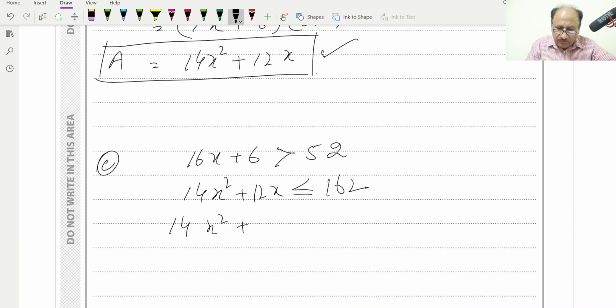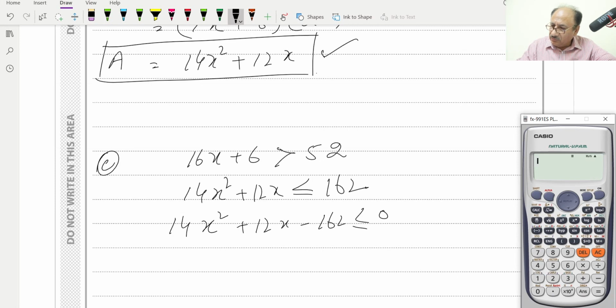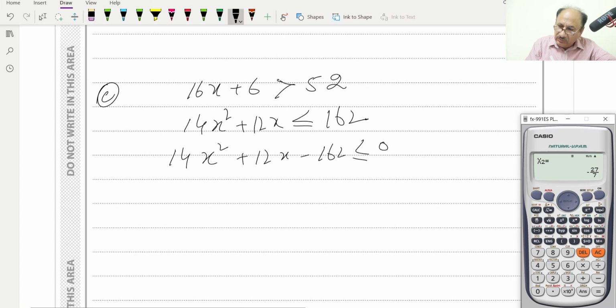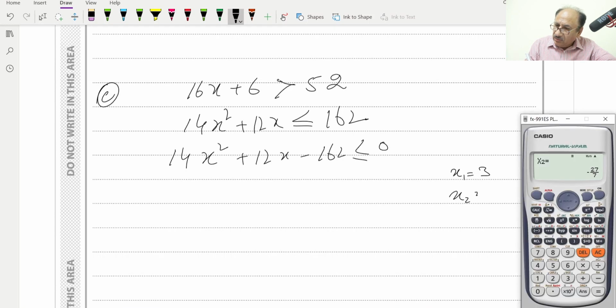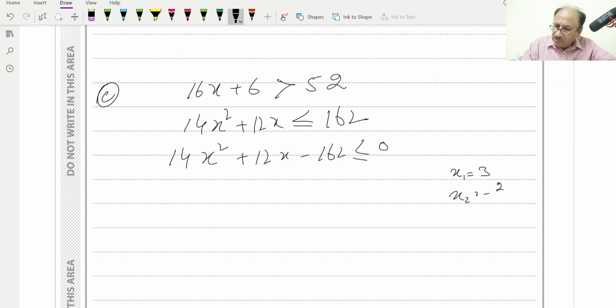So 14x square plus 12x minus 162 is less than or equal to 0, and we can factorize by using mode 5 3, and this is 14, and the second one is 12, and third one is minus 162, and values will be x1 is equal to 3 and x2 is minus 27 over 7.